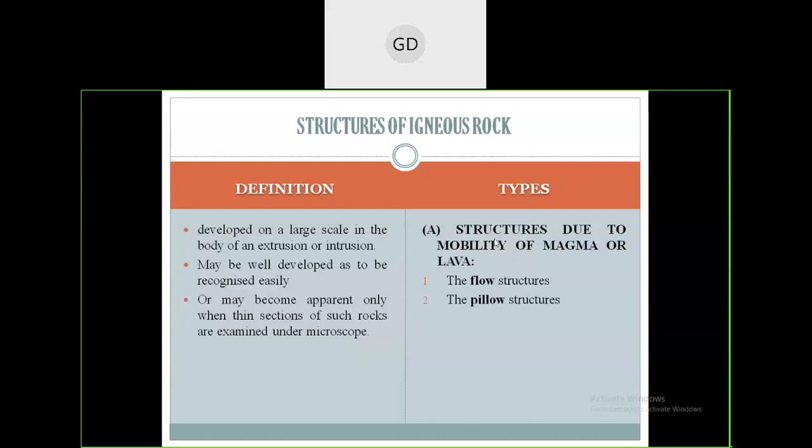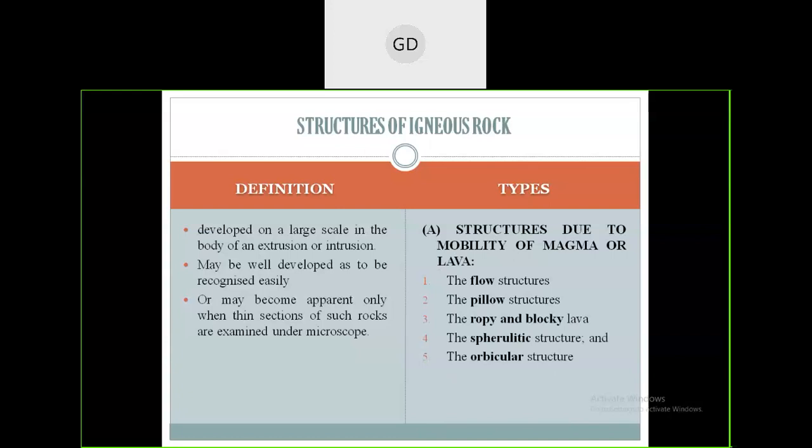So number one is the flow structures. Number two is the pillow structures. Then comes the ropey and blocky lava. Four is the spherulitic structure, and number five is the orbicular structure. So the names, obviously, you have to remember anyhow.